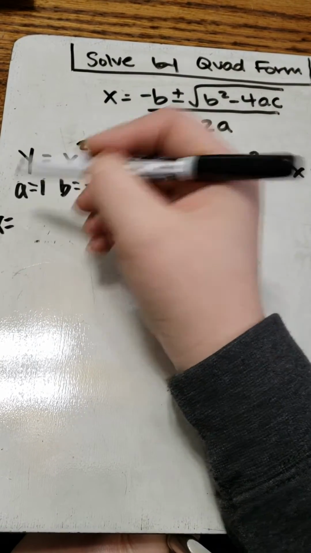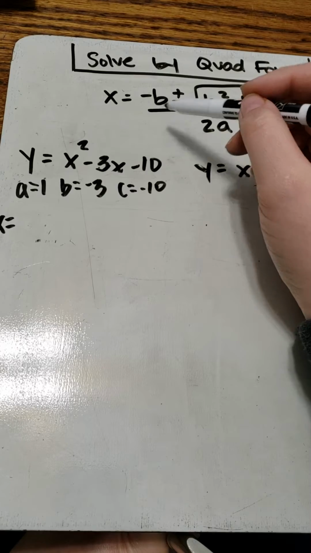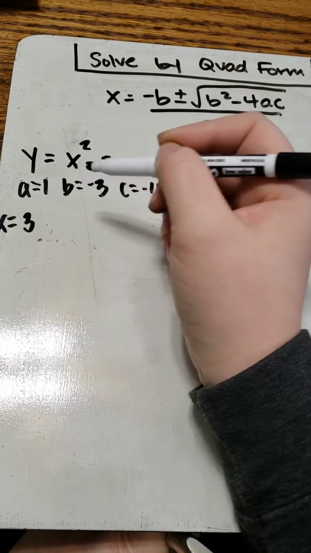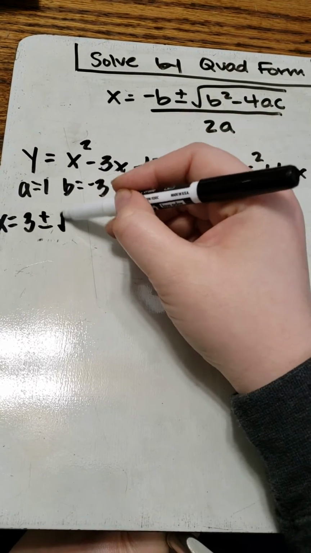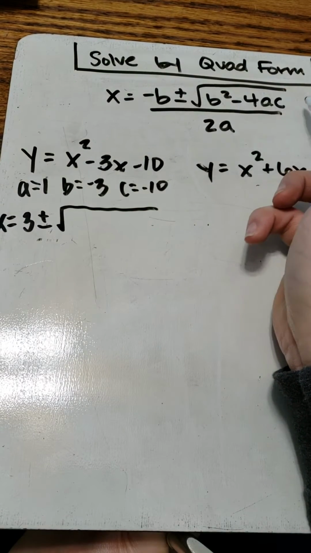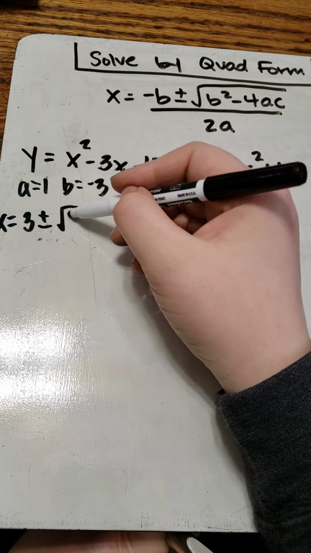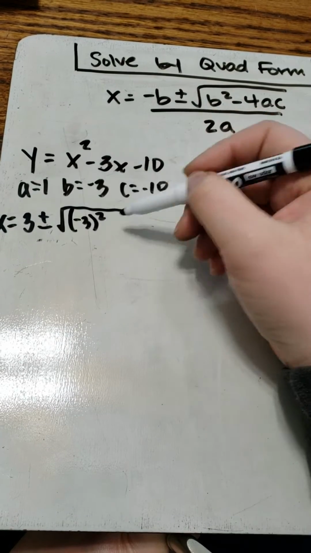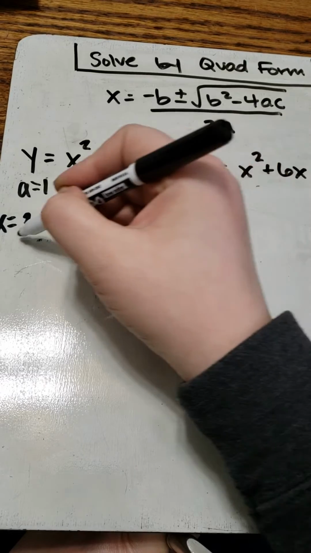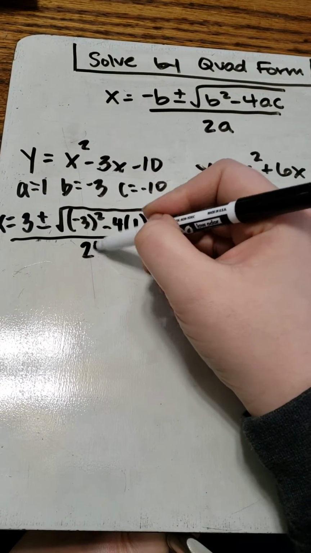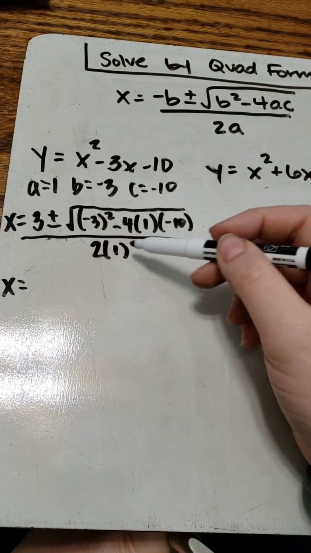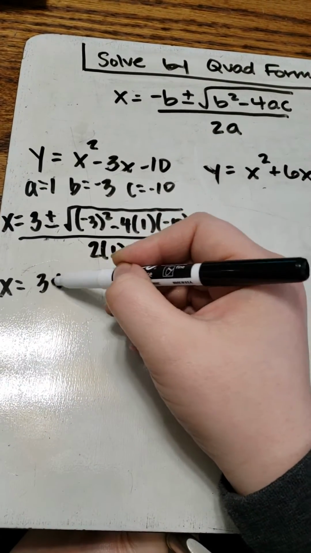Okay, so let's plug into our formula. We start with the opposite of B. So we always do the opposite sign of whatever that B is. So in this case, we're going to start with a +3, plus or minus, and then we get that discriminant portion. So that's the b squared minus 4ac. So this for us would be -3 squared minus 4 times 1 times -10, all over 2 times 1. So we're always first going to take care of the discriminant and that denominator.